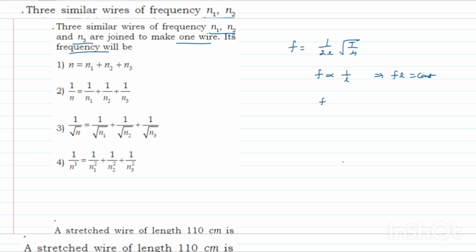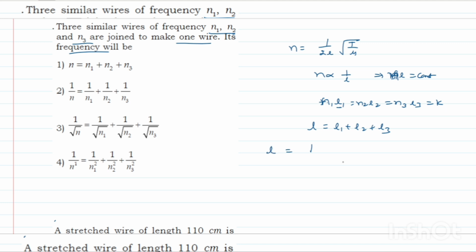In terms of N, since the frequency is given the name N, it is inversely proportional to L. So N into L is constant, which means N1 L1 equals N2 L2 equals N3 L3, which is nothing but K, some constant value. The total length is L equals L1 plus L2 plus L3. L1 is nothing but K by N1.